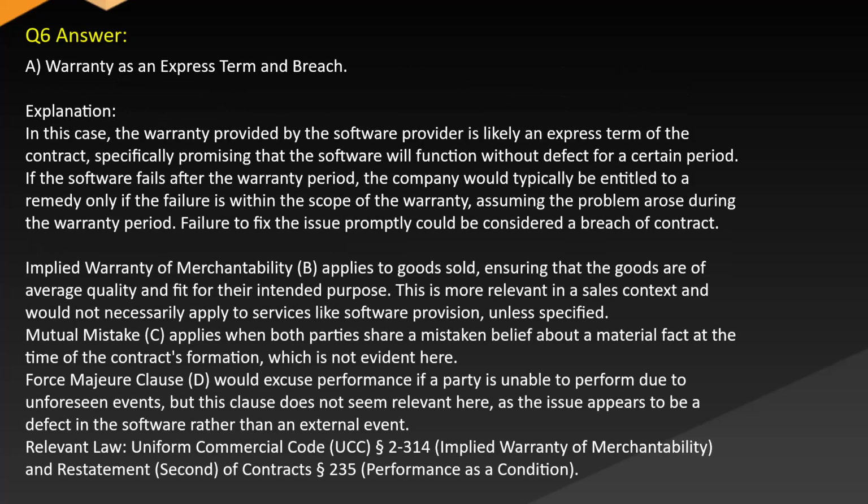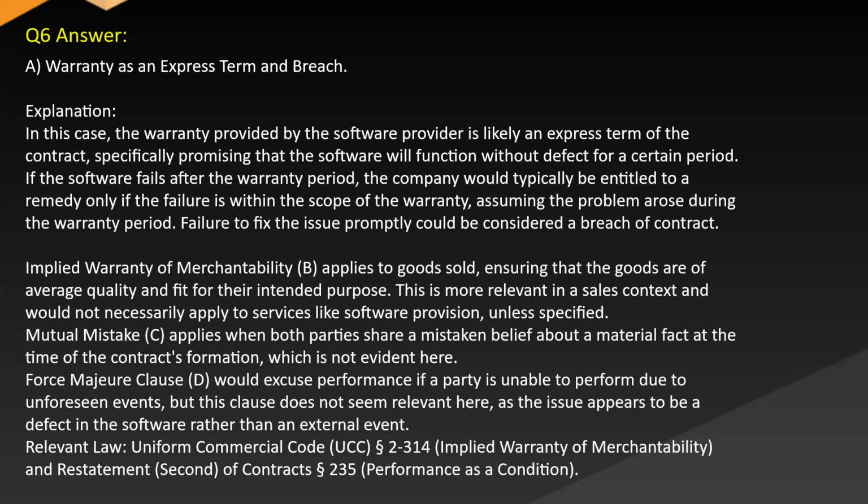Answer A. Warranty as an express term and breach. Explanation. In this case, the warranty provided by the software provider is likely an express term of the contract, specifically promising that the software will function without defect for a certain period. If the software fails after the warranty period, the company would typically be entitled to a remedy only if the failure is within the scope of the warranty, assuming the problem arose during the warranty period. Failure to fix the issue promptly could be considered a breach of contract.